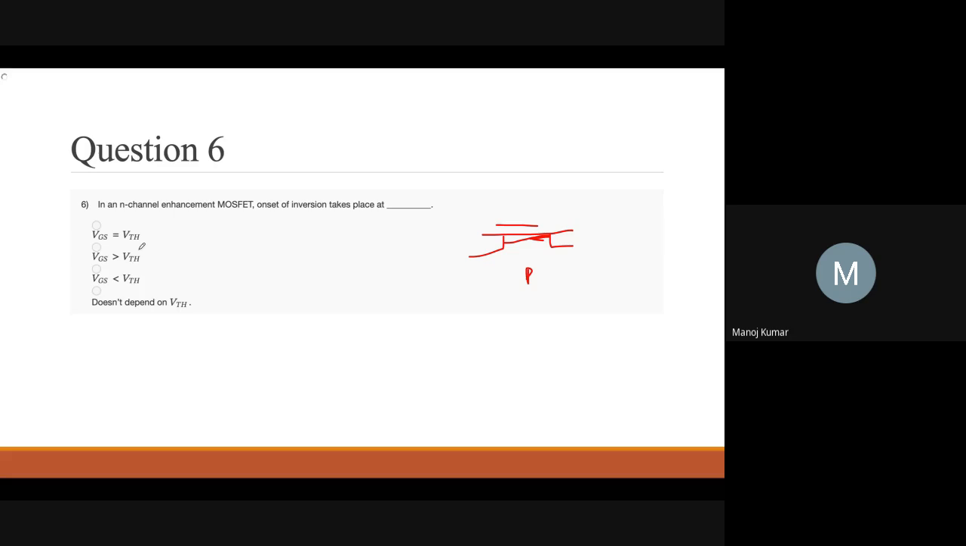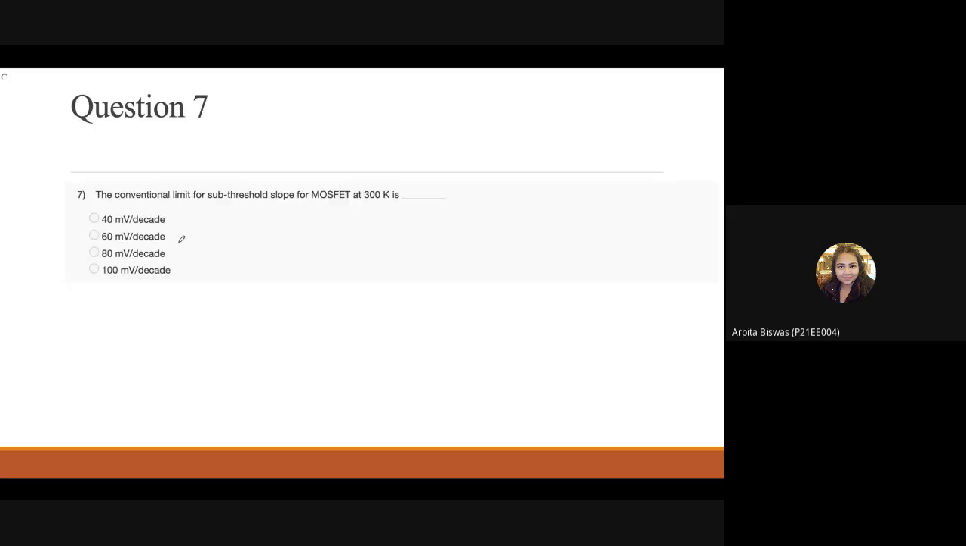First option, ma'am. Yes, first option, because when it is equal to this VTH, then the inversion takes place. And in this condition also the MOSFET is on, like VGS greater than VTH, but it will start to turn on at the condition VGS equal to VTH. Okay, good. So this is question number 7.